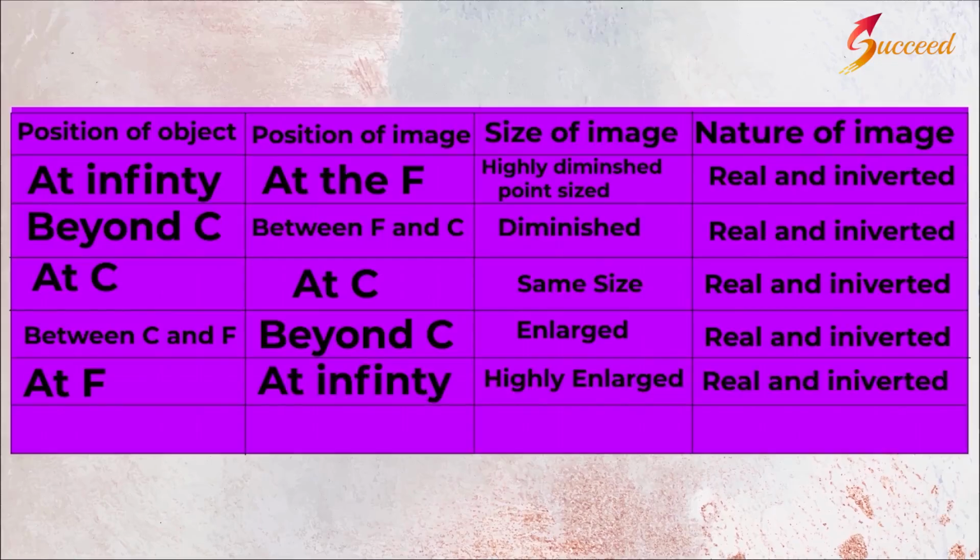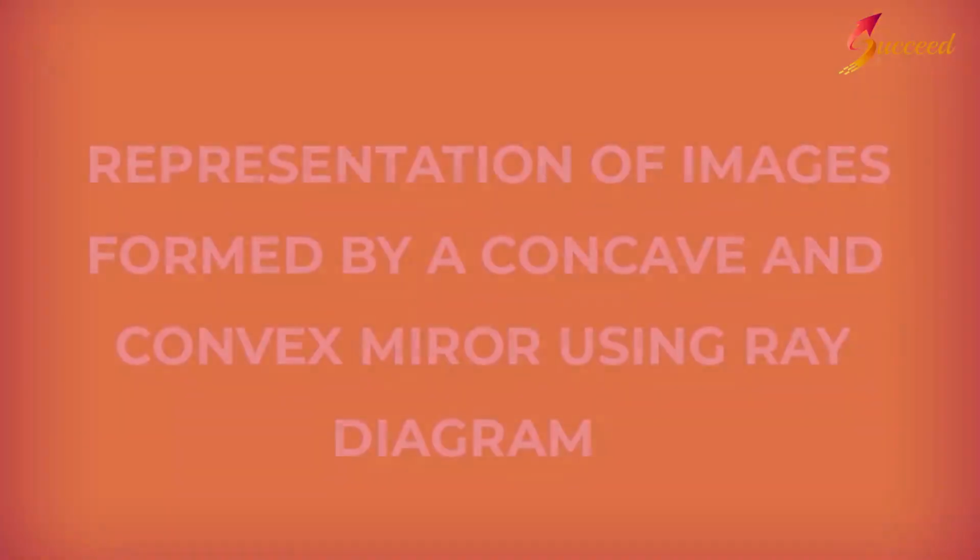If we bring the position of the object a bit further towards the mirror, that is, between F and the pole of the mirror, the image is formed behind the mirror. It is an enlarged image, but it is a virtual and erect image.